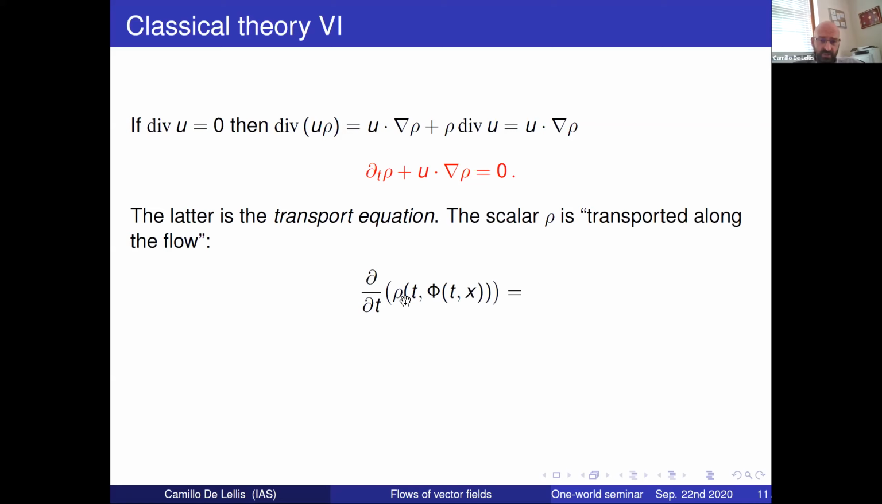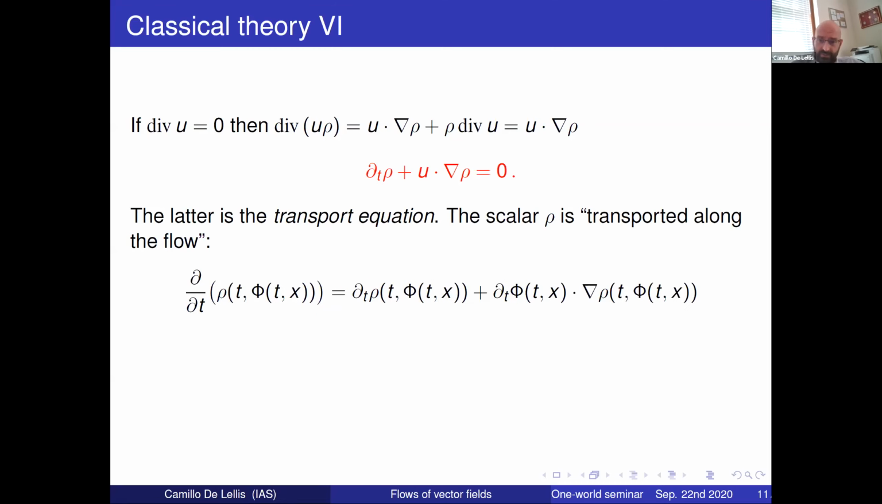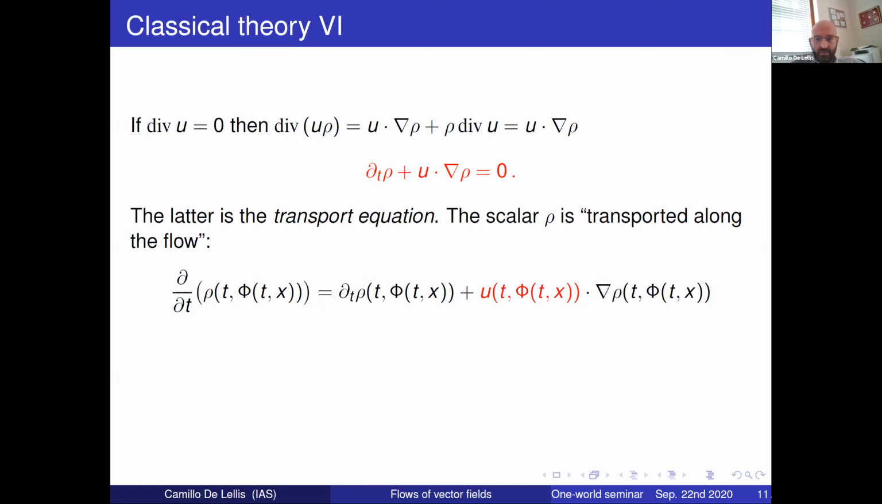When you compute the time derivative of your scalar field composed with the flow, you're just going to have the time derivative of rho composed with phi. And then by the chain rule, you're going to have the time derivative of phi times the gradient of rho computed on phi of t, x. Now you can just rewrite this by using the ordinary differential equation. The time derivative of the flow is the vector field u composed with the flow. And now you see that if I just ignore this composition, I get exactly my very same expression upstairs. And so that gives you equal to 0.